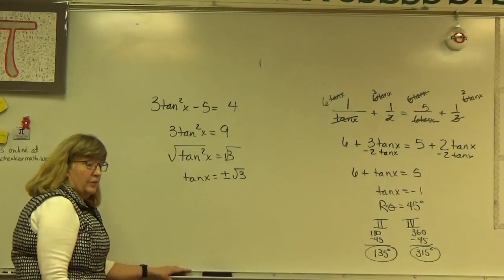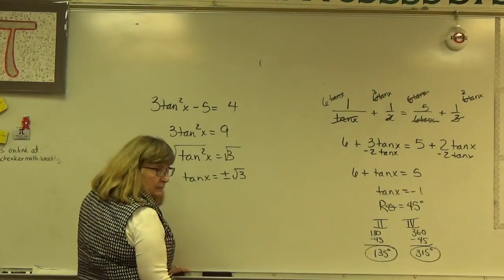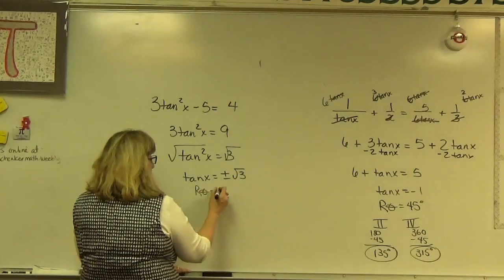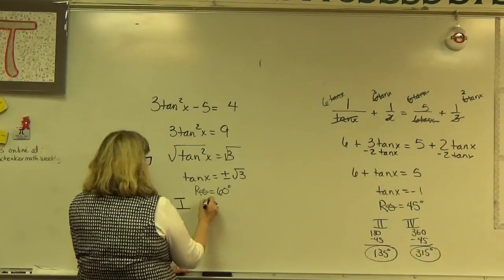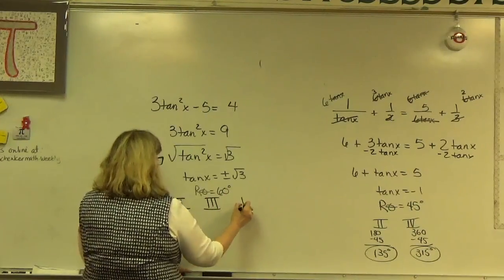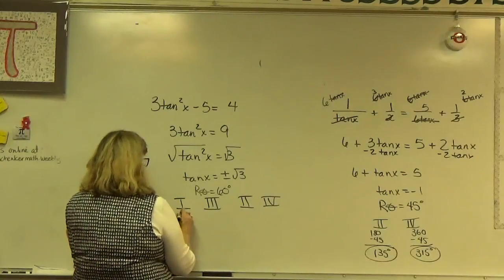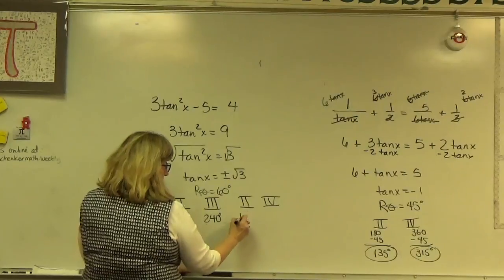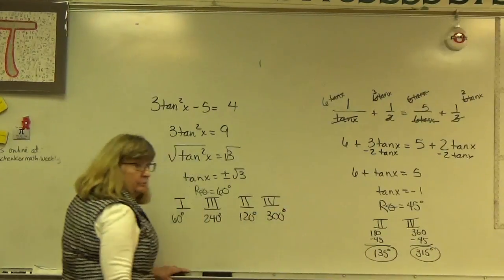Now you have to find the reference angle, I don't think this is on your chart. Is it? Oh, that's radical 3, yes. So the reference angle would be 60, so where's the tangent positive? First and third. And where's it negative? Second and fourth. So it'd be 60, 240, 120, and 300.